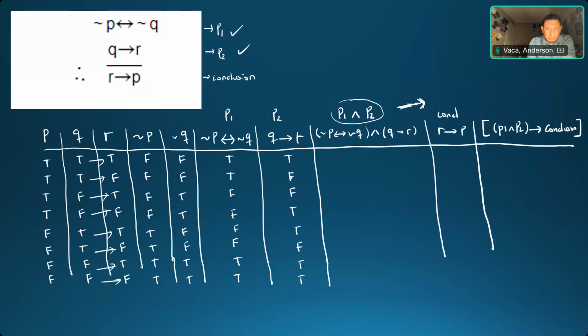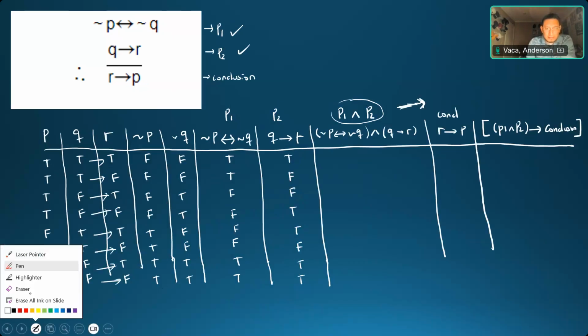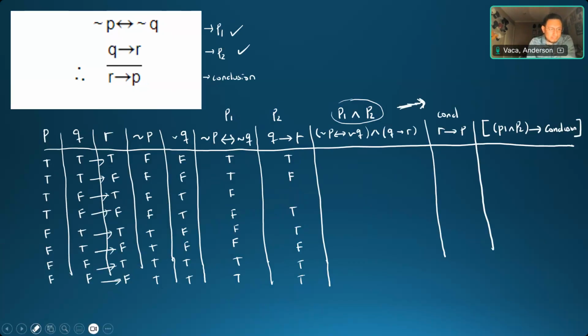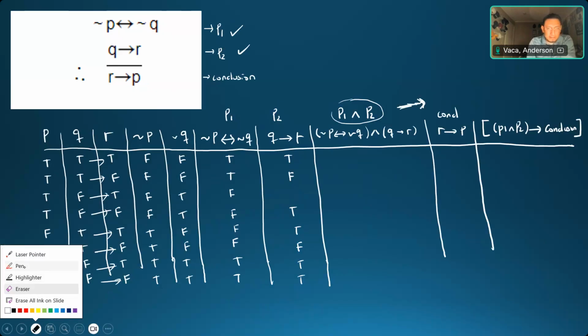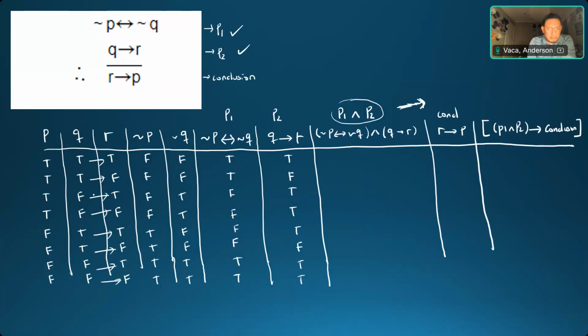Oh, wait. I made a mistake here. Good thing I checked that. Where's the pen? Right here. This is good. If false, then true, that will be true. And this must be false. Yes, I'm just triple checking that I didn't make any mistakes there.